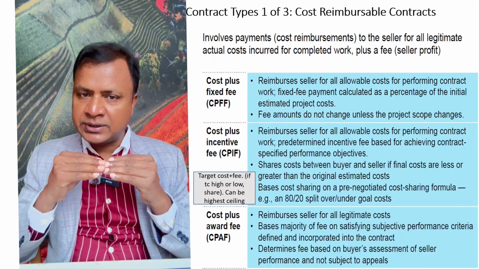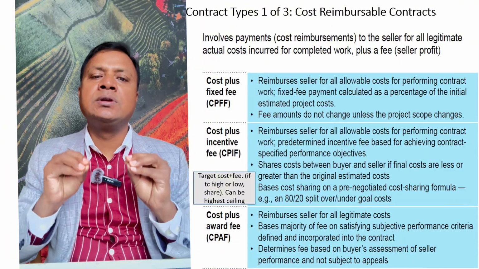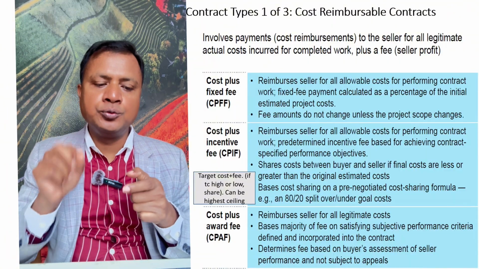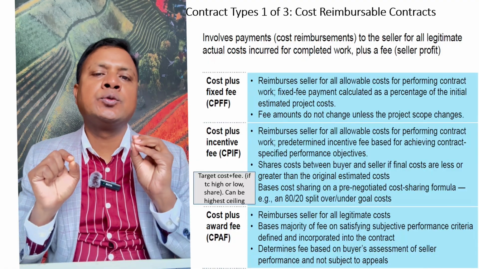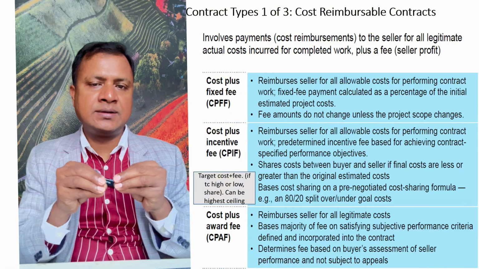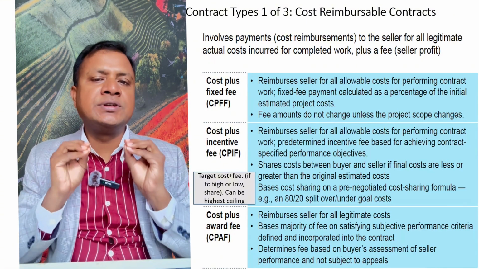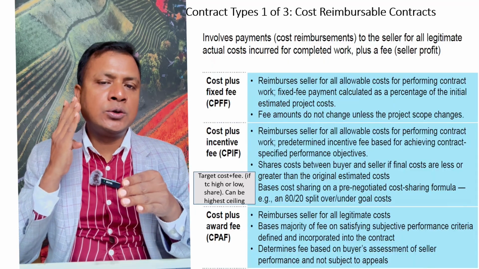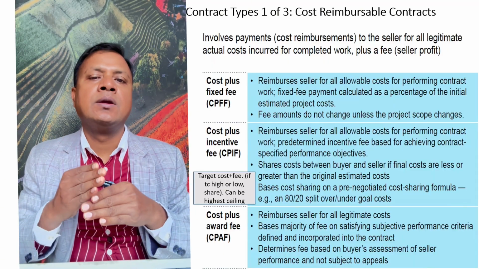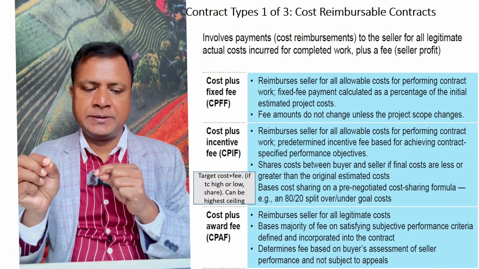What is the difference between them? So cost plus fixed fee. Here actually we will reimburse the cost only, and then we will give a fixed fee to the seller. So when a seller will provide some resources to us as a buyer, we will actually give him only the cost, and then also we will provide him a fixed fee for providing these resources. So cost plus fixed fee.